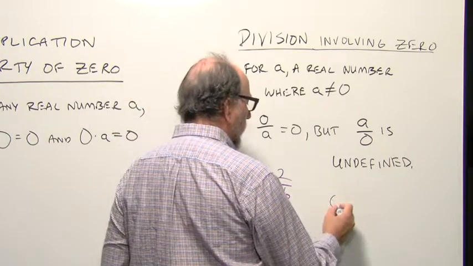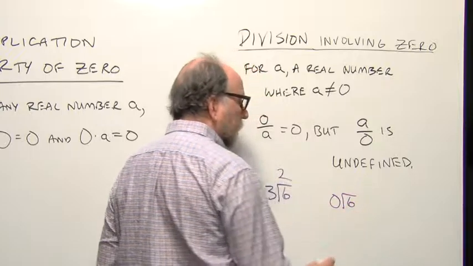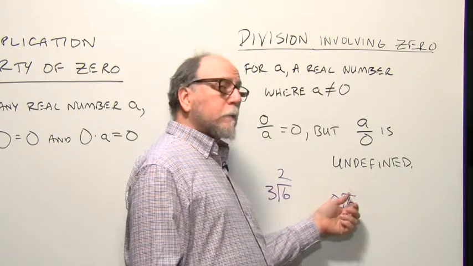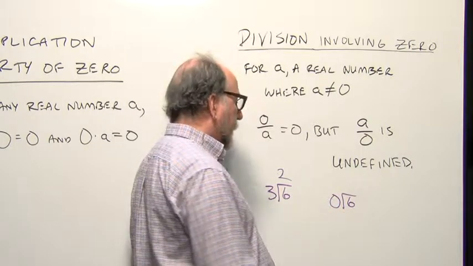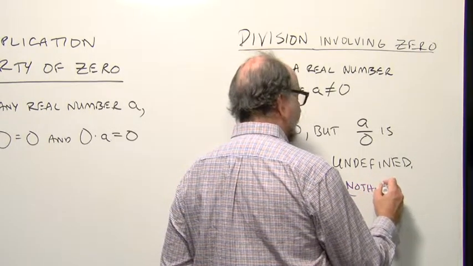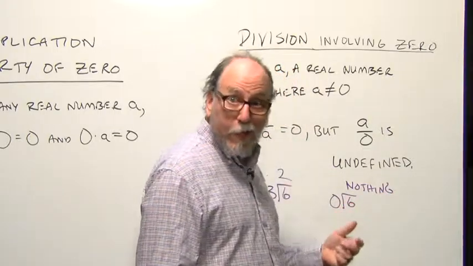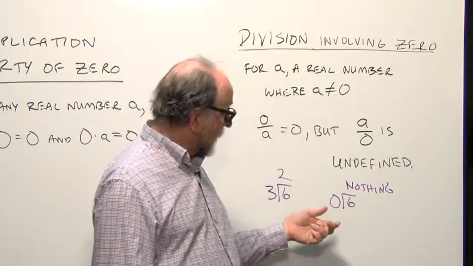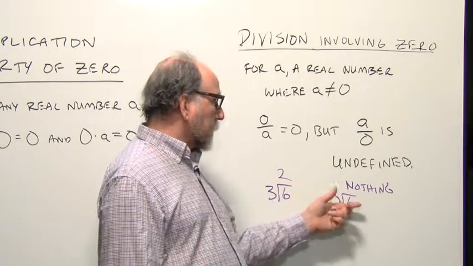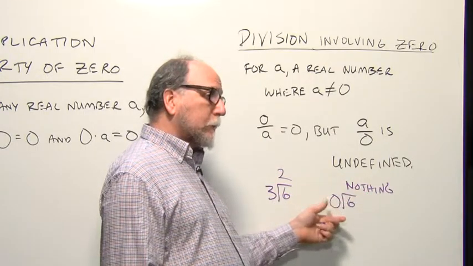So let's do that with 0. What's 0 divided into 6? What multiplies by 0 to get 6? Well, you'd say nothing. Can't do it. No way. Right? So that's why this is undefined, because we cannot come up with a number that multiplies by 0 and gets 6.